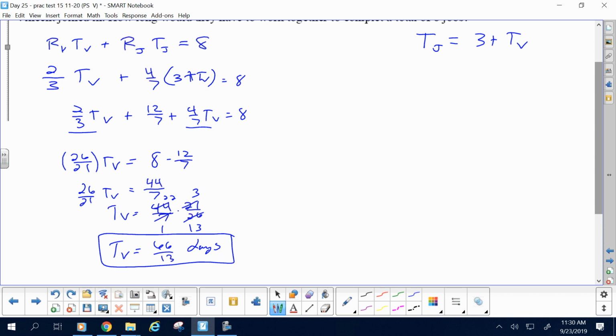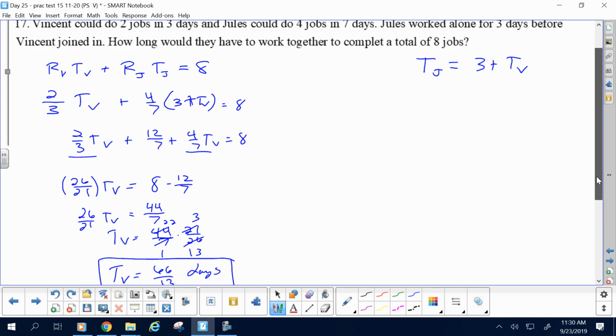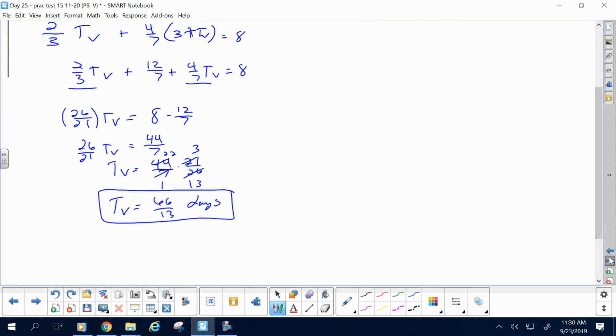Okay. A lot of grossness. Besides the algebra, there's all the arithmetic in there. Be careful, be careful, be careful. All right.